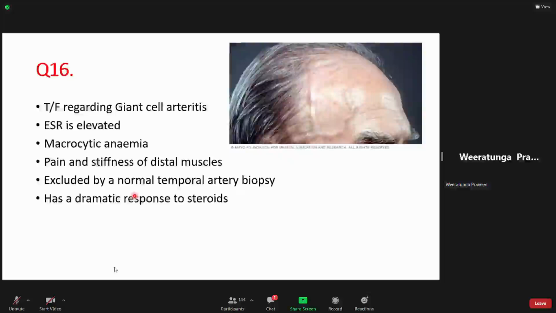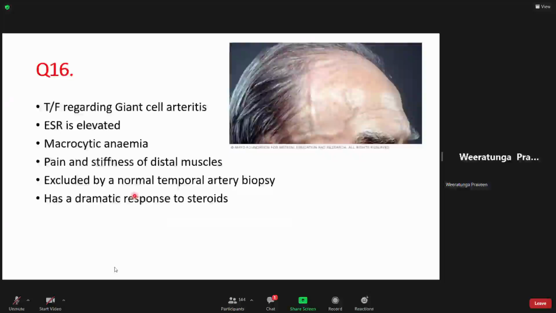Sometimes you use this for diagnosis as well. If you give steroids and within a few days the headache is gone, then we are sure that this is giant cell arteritis. It's such a dramatic response.